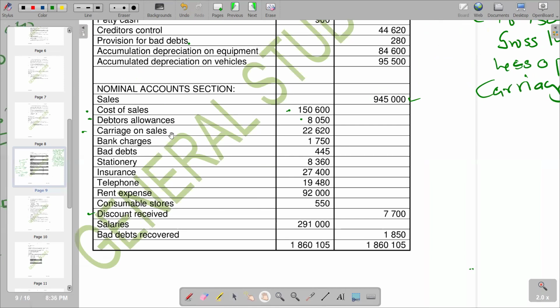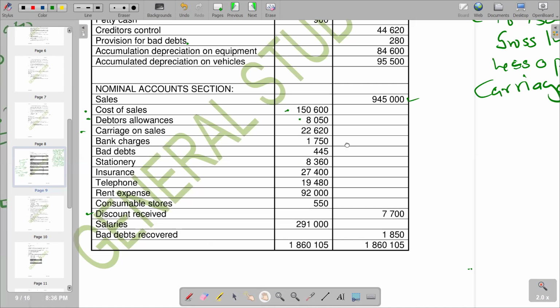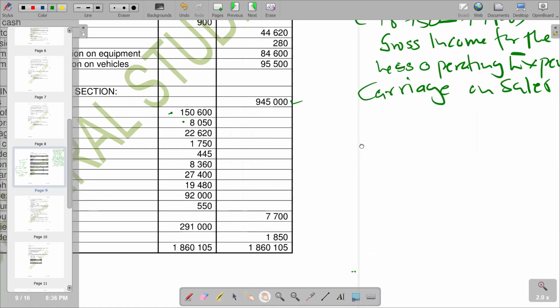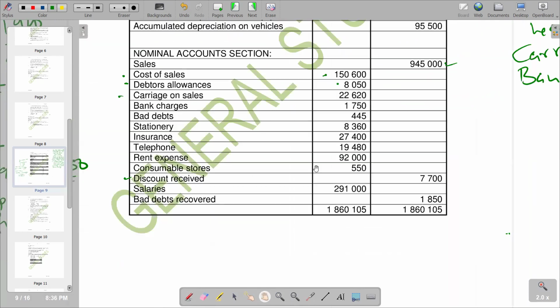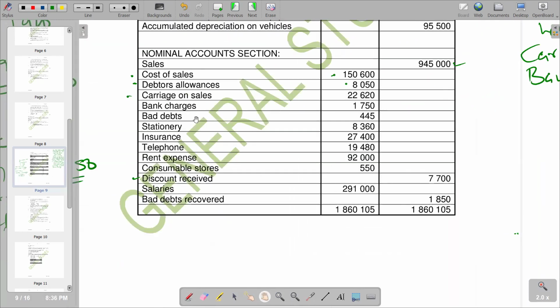We have got our debtors allowances, we have adjusted for that, carriage on sales, and then we've got bank charges, which is 1,750. Of course, you need to go again to extra information to check any adjustments before you take the figure. But according to this question, we do not have any adjustment affecting our bank charges. So we take the 1,750. Then we go back to see what else. After bank charges, we have got bad debts, 445.